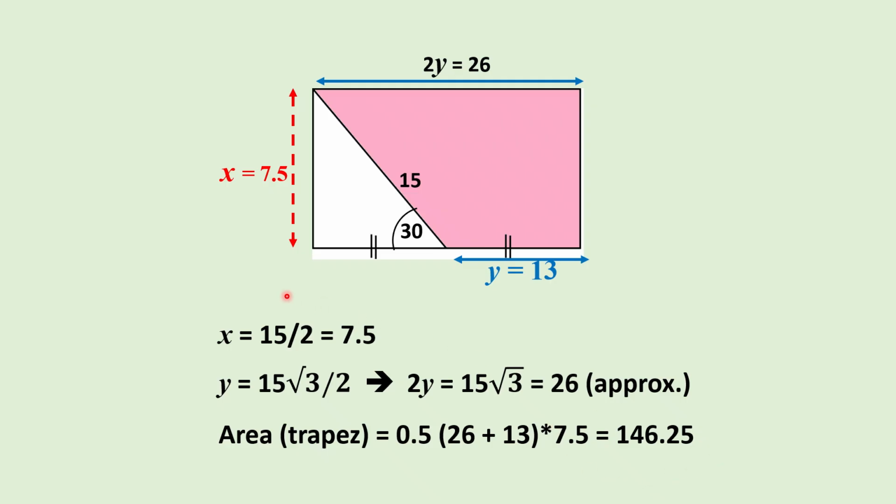We took the value of y, that is half of the bottom. So the full width would be 26. So the top would be 26, but the bottom is 13, since we are taking only the half. So half of 26 plus 13, multiplied by the altitude, the perpendicular distance between the parallel lines, 7.5, gives us 146.25 square units.